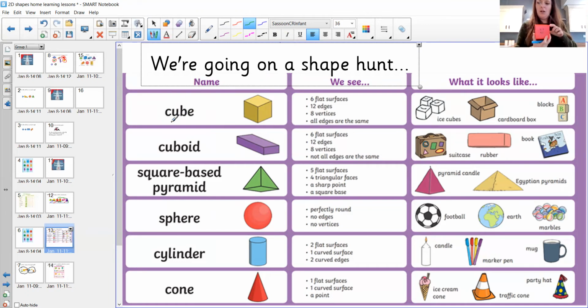Okay, so I can do 1, 2, 3, 4, 5, 6. Okay, and then I check everything's got a smiley face on it. Yes, it has. So this one has 6 flat surfaces, faces, 6 faces.